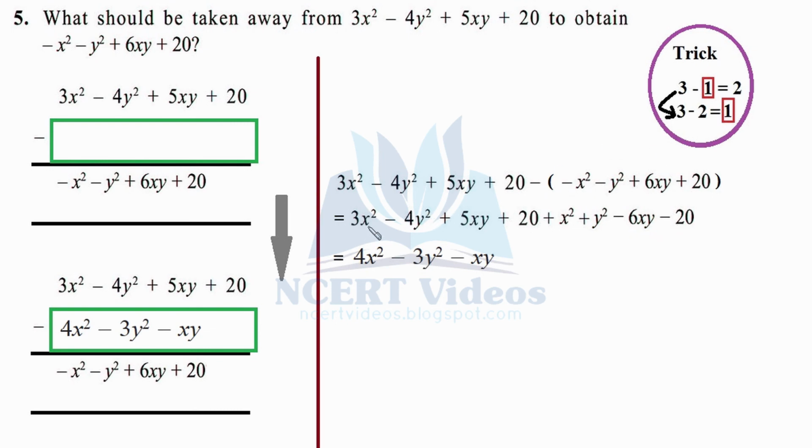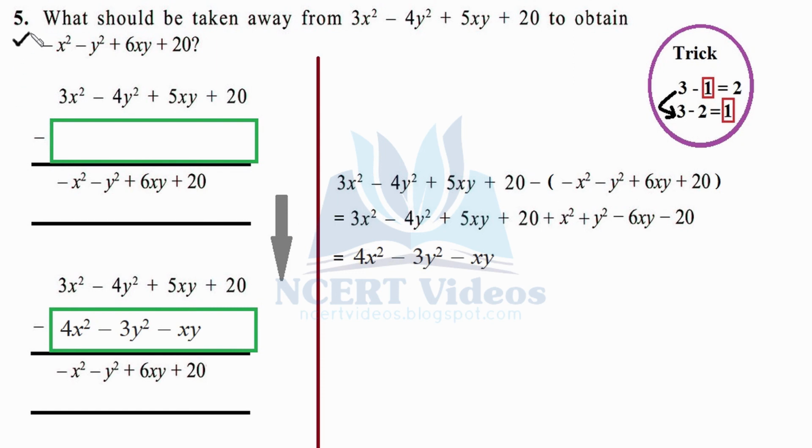Now for x square, we have x square here with 3 as coefficient, and with x square we have here 1, therefore 4x square. With y square, minus 4 and plus 1 will give you minus 3y square. With xy, it is 5 and minus 6, therefore minus 1, or minus xy. So we have attained the same thing. So if you don't get what to subtract from what, this is the way. And with practice, you will learn it eventually.